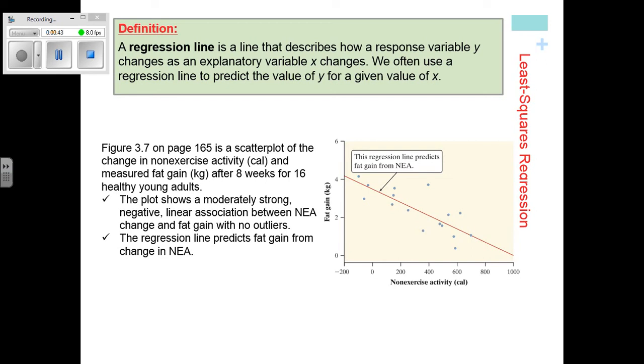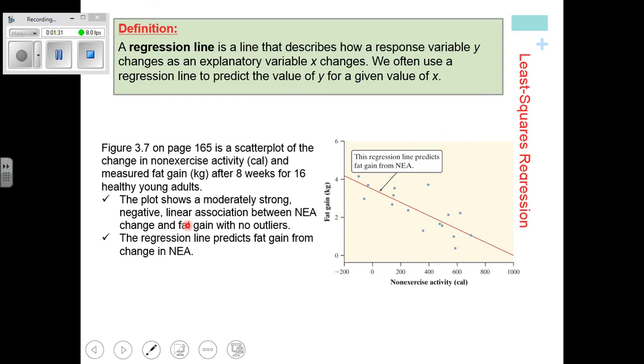They were trying to see if people who were particularly fidgety or wiggled a lot, perhaps, affected the amount of fat that they gained over an 8-week period. So 16 healthy young adults were in the study, and they were fed an unusual amount of food over this time. And as you can see, we ended up with a negative relationship here, and we put in the line of best fit, and it clearly has a negative slope. We would describe this scatter plot as: the plot shows a moderately strong negative linear association between NEA, non-exercise activity, and fat gain with no outliers.